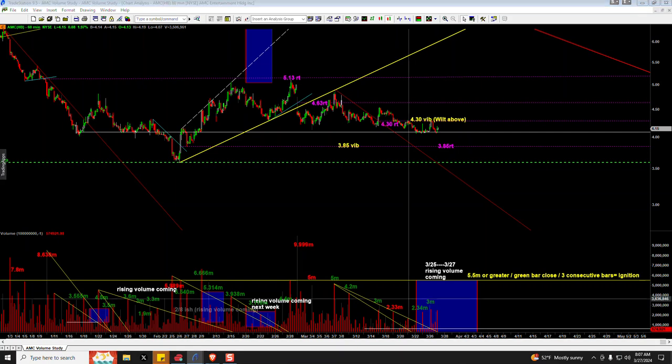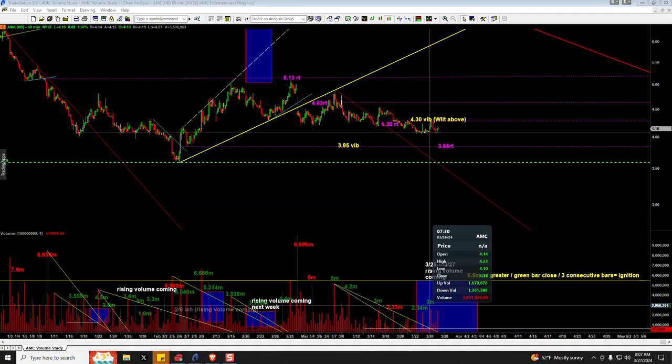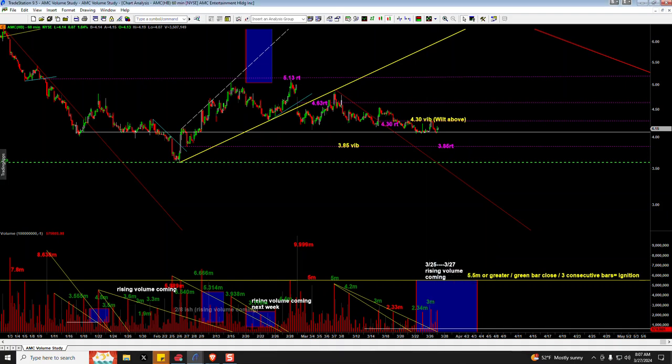And then coming out of the other side, we printed another 3 million share bar right here. So if we can just start to print above 3 million shares on a closing basis, hourly bars that are green, either later today or the next few days, that'll start to really look like a solid bottom in place, at least for swing duration trades, if not position. So that's what that looks like.